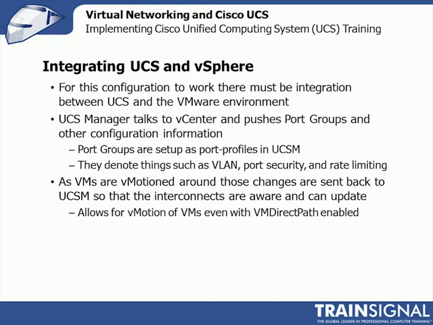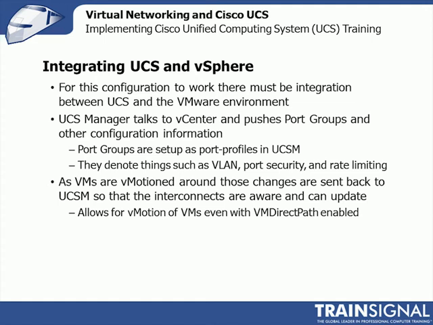And port groups are set up as what are called port profiles in UCSM. Port profiles is a term you'll see around, especially on the Nexus side and the 1000V, where we create a profile or kind of characteristics of a configuration that gets pushed over to VMware and appears as a port group. So in the port profile, we'll set things like VLAN tagging, port security, rate limiting, things like that, and then they appear in VMware just as a regular old port group. As VMs are vMotioned around, these changes are sent back to UCSM so that the interconnects are aware of the update. What I mean by this is that UCS is the only platform that lets me do VM Direct Path enabled NICs and vMotion.